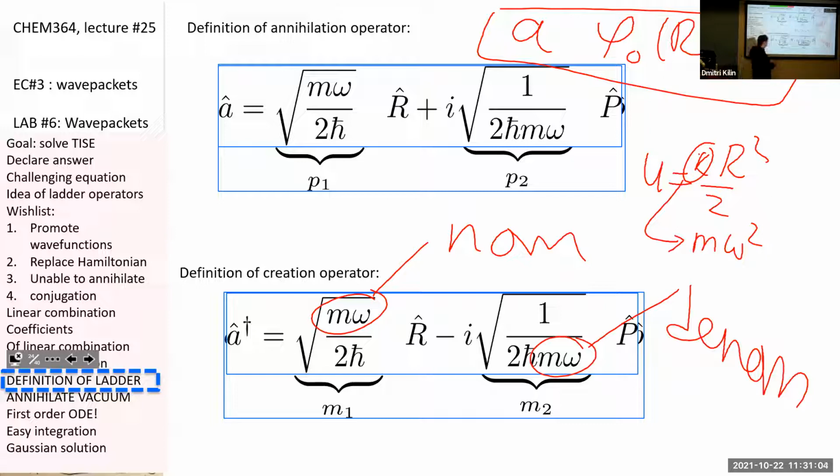The factor in front of position has mass and frequency in the numerator. The factor in front of momentum has mass and frequency in the denominator. The benefit of this solution is that the operator itself is dimensionless. This combination of factors compensates whatever the dimensionality of position and momentum is, so we can apply it to a dimensionless wave function and again get a dimensionless wave function.